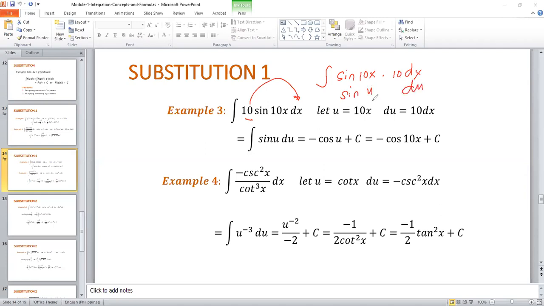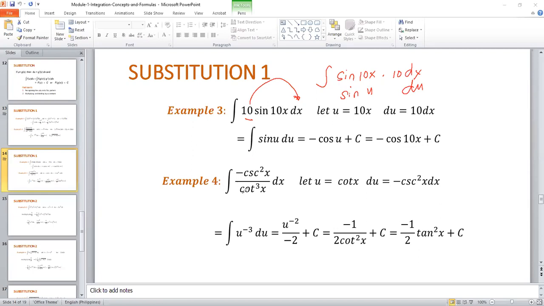This is your du. This is sine u. So what's the integral? It's the integral of sine u. As per formula, the integral of sine u is negative cosine u. And what is u? That's 10x. So it's negative cosine of 10x plus c. So you have substituted u for the 10x and integrated the expression using the formula for the integral of the sine, and that would be yielding the cosine.